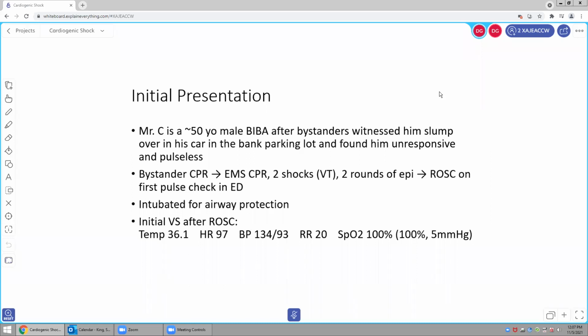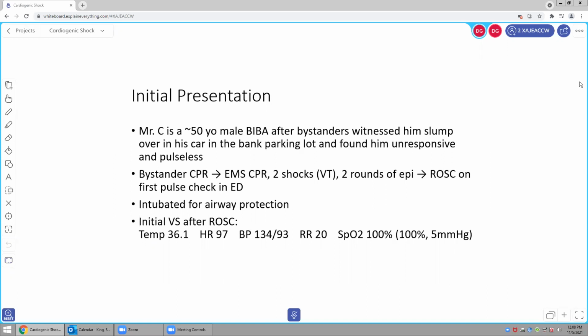We're talking about a case from my second year. Mr. C is about a 50-year-old guy who was brought in by ambulance after some bystanders saw him slumped down in his car. He was at a bank and somebody watched him walk out of the bank to his car. And then as his car was backing up out of his parking spot, it just slowly backed into the wall of the bank, which I thought was odd.